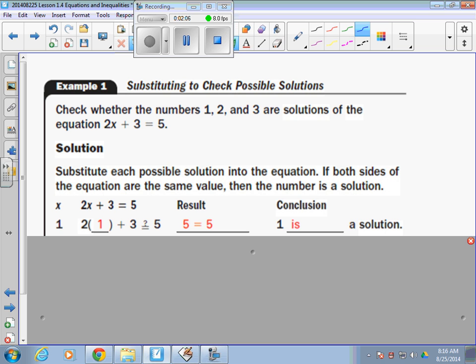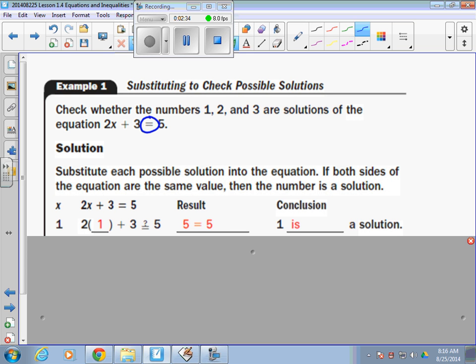The first example is substituting to check possible solutions. It says check whether the numbers 1, 2, and 3 are solutions of the equation 2x plus 3 is equal to 5. Now, anytime you have situations like this where you plug something in and it's going to be equal to something else, it is impossible for all three of those values to be solutions. So once you find the solution, you know the other two are not going to be solutions.